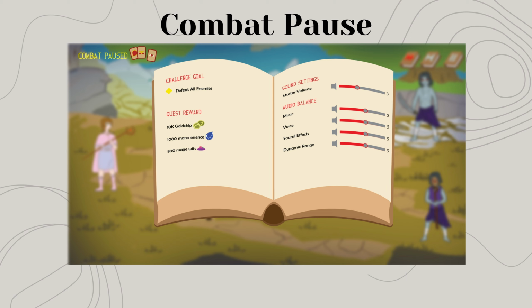When the player pauses the game, a pause menu will pop up, designed like a grimoire to help mages travel. The challenge goals and rewards are displayed on the left. Players can also adjust the game volume on the right.